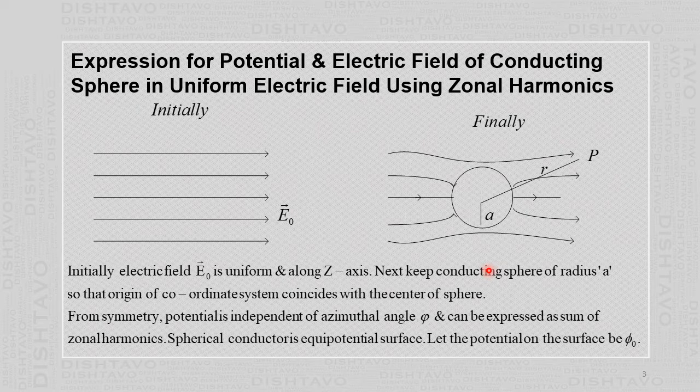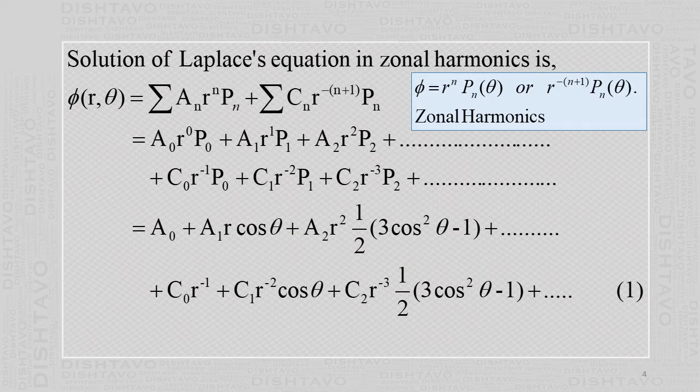Now as we have seen in the properties of the conductor, the surface of the conductor is an equipotential surface. So we will call the potential on the surface phi naught. In the previous lecture, we had found the solution of Laplace's equation in zonal harmonics, and the solution is an expression for the potential, which is a function of r and theta and not phi.